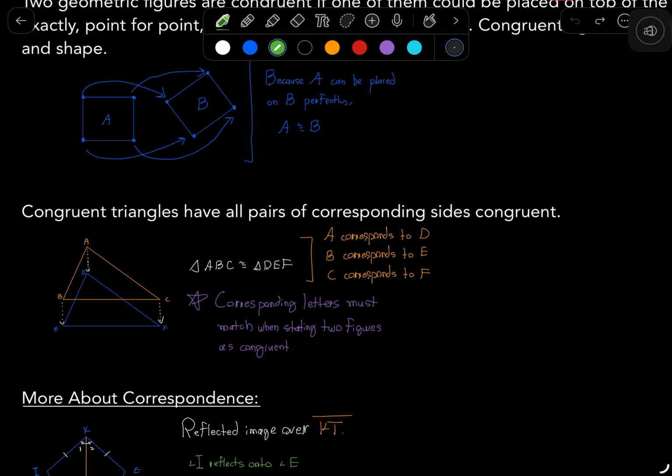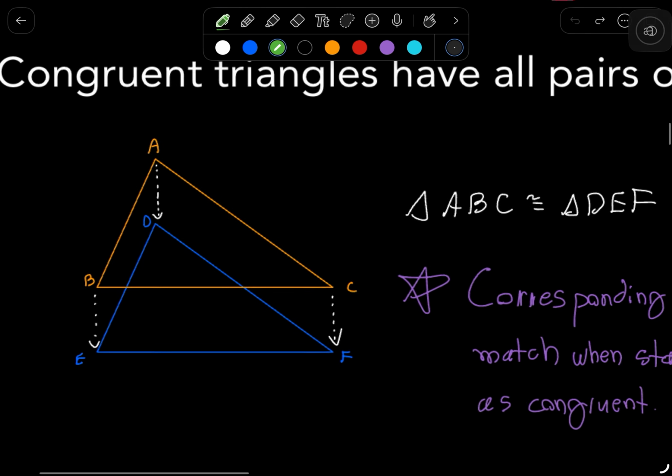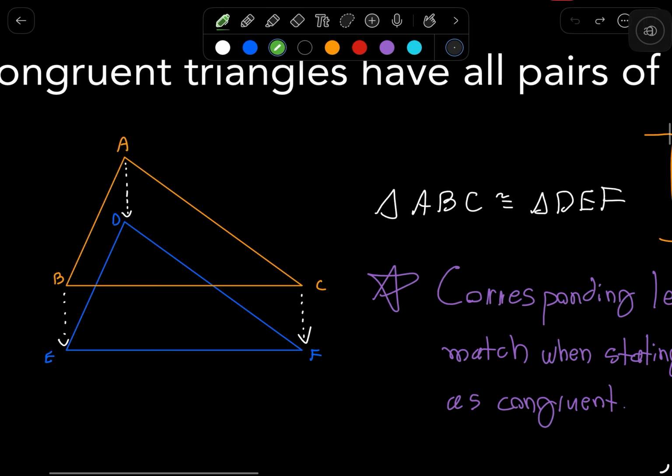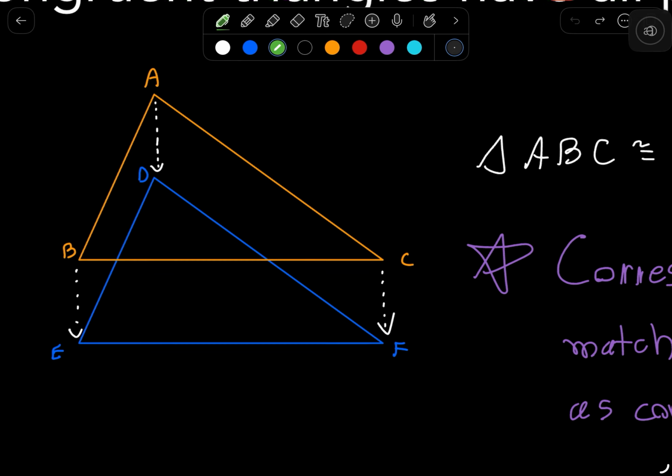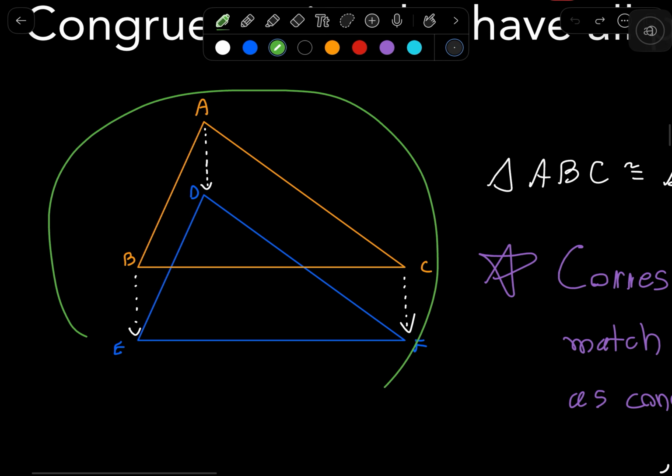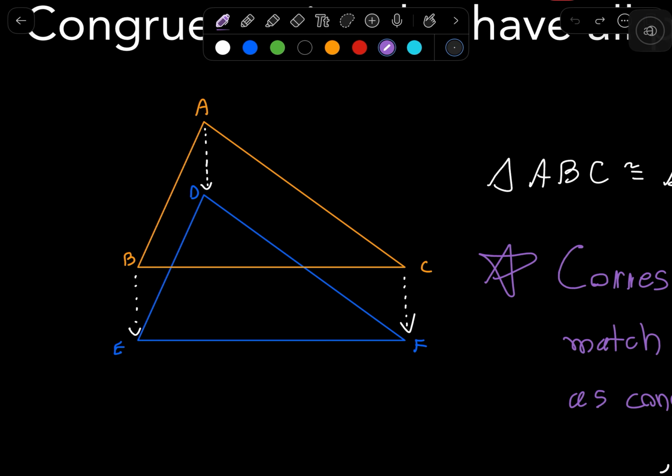Now, let's focus a bit on congruent triangles, because that's going to be essentially this entire unit. If we have two triangles that are congruent to each other, in this case we have triangle ABC and triangle DEF. Of course, you can place one on top of the other. My goal with this diagram is to show you that you can place the top triangle on the bottom one.